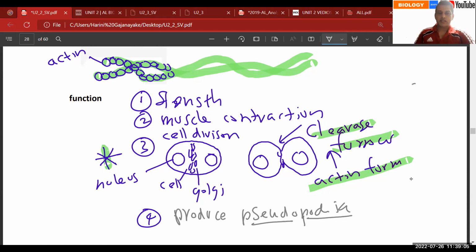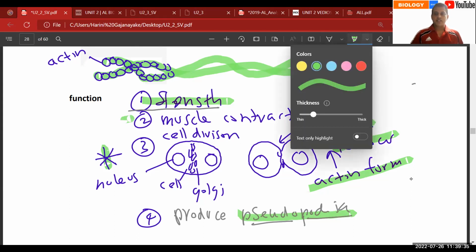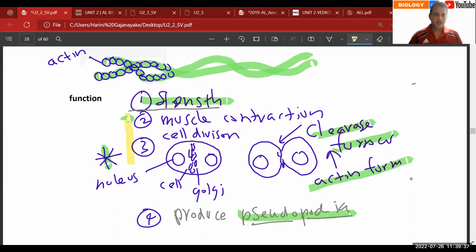So again there are 3 important functions. Strength is anyway common to all these fibers. Muscle contraction, actin is important. Cell division, to make the cleavage furrow, where the middle breaks. And it produces pseudopodia, for example in phagocytosis. So those are again 3 major functions we can remember under the actin filaments or microfilaments.